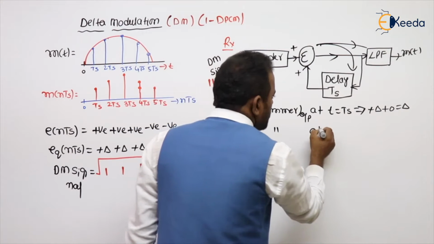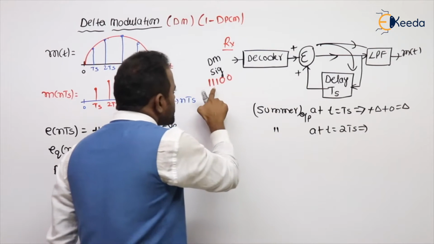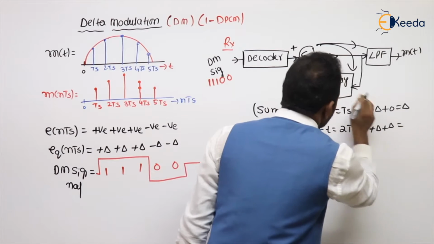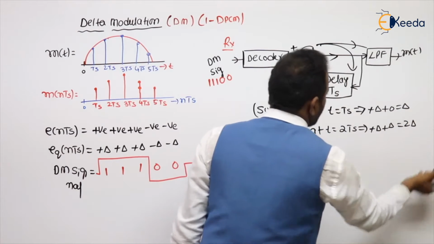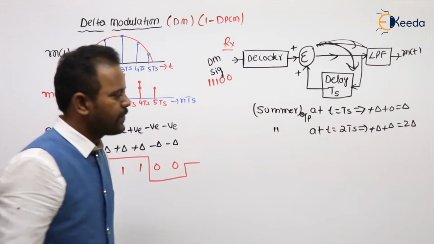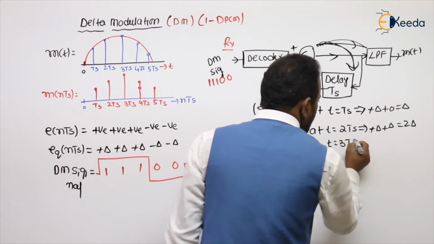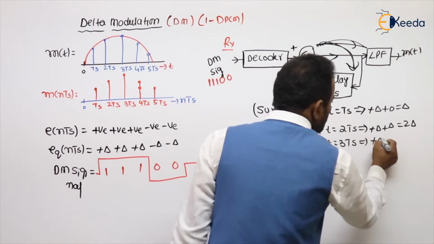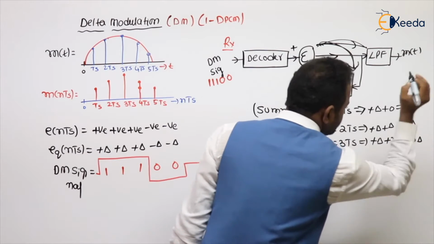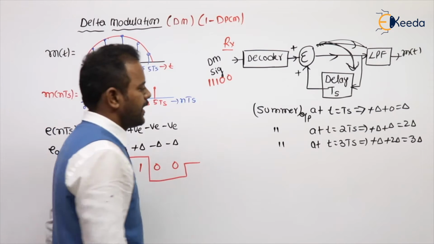What is the summer output at T equal to 2TS? What is coming? 1. 1 means plus delta. What is there already? Also delta. So 2 delta. 2 delta is given to the low pass filter and stored in the delay. What is the summer output at T equal to 3TS? Coming is 1, so plus delta, previously 2, so 3 delta. The same 3 delta is given to the low pass filter as well as stored in the delay.